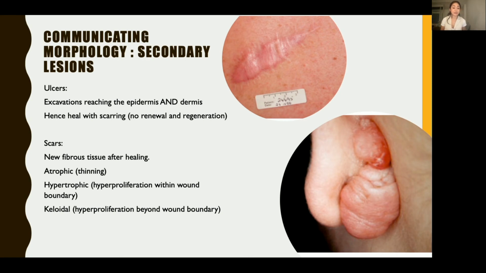And scarring is just new fibrous tissue after healing. So you can get atrophic scars, which are very thin. You can get hypertrophic scars, which I put at the top there, which is basically hyperproliferation of the cells, but within the wound boundary. And then you can also get keloid scars, which go beyond the wound boundary. And they're a bit more difficult to deal with. They're more firm, more smooth, and they're more of a growth. And they tend to be quite uncomfortable for patients. Next slide.